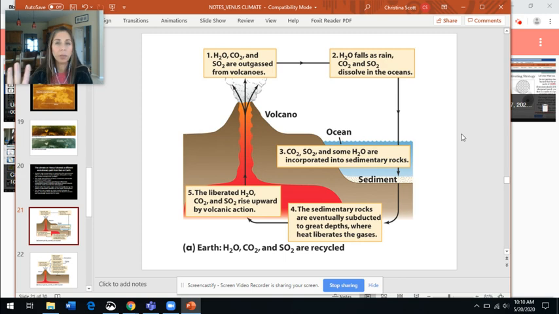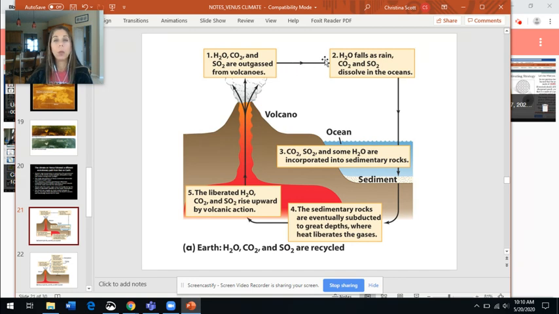So this is a recycling of carbon dioxide here on Earth. You have water vapor, CO2, sulfur dioxide. They are recycled. So in step number 1 here, you see coming out of the crater of a volcano not only lava, but gases such as those 3 that I just mentioned. They're outgassed from volcanoes, along with methane that we talked about last week.